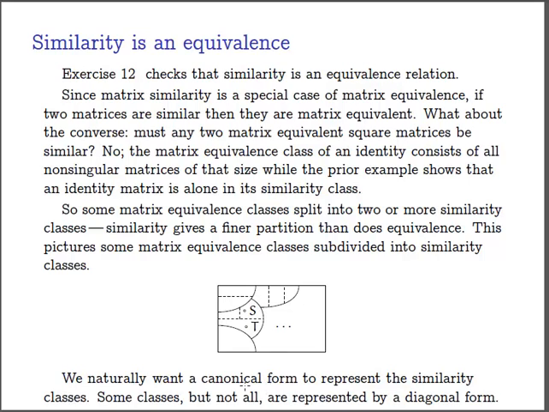Okay. So naturally we want a standard form to represent the similarity classes. In other words, we want a representative from each one of these similarity classes that characterizes that particular similarity class. And he says some classes, but not all, are represented by a diagonal form. And we're going to talk about that diagonal form now. Diagonalizability, I'll leave that for the next video.